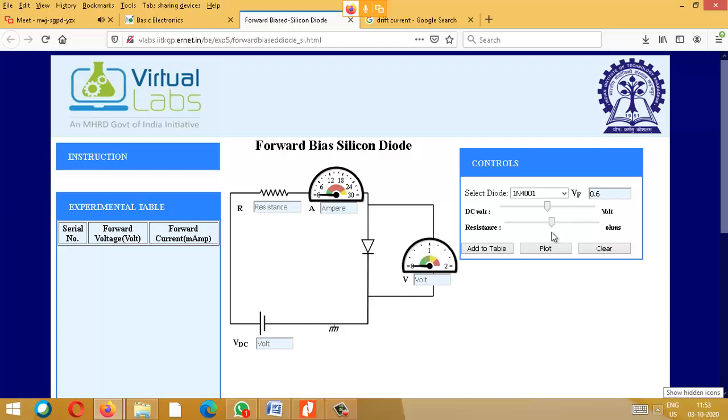For forward characteristics, you fix your resistance to some value. When you increase the resistance, obviously the current flow will reduce. The resistance is always your load resistance. You can keep it at any particular value, say around 200 ohms. They have given you from 200 ohms till 1 or 2k, with 100 ohms as the minimum. You cannot keep resistance as 0, which means you are shorting.